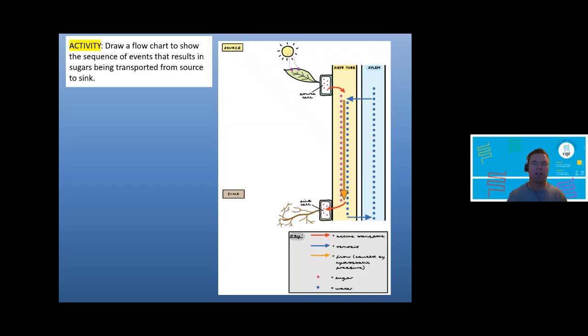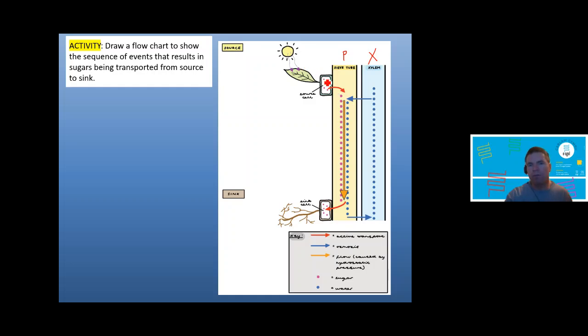So it says draw a flow chart to show the sequence of events that results in sugars being transported from source to sink. Now you need to have this available. Flowcharts are great in that one thing follows on from the next. But look, let's see our setup here. So I've got my phloem here, and I've got my xylem here. Notice they're next to each other as they would be in a vascular bundle.